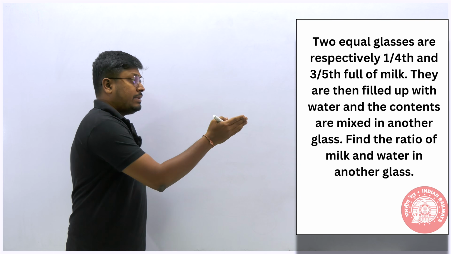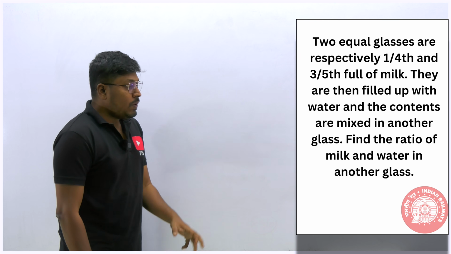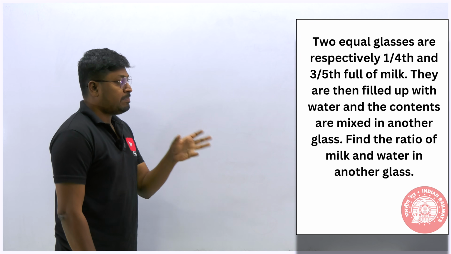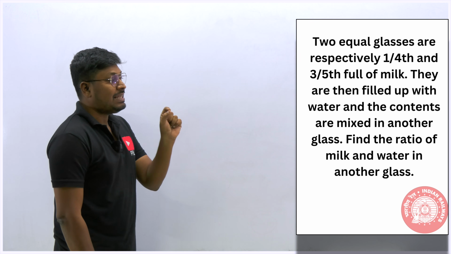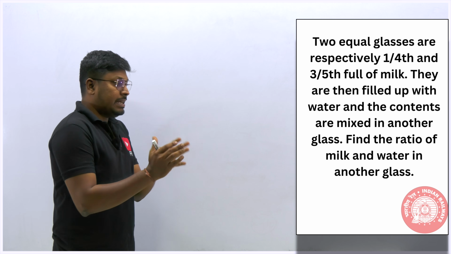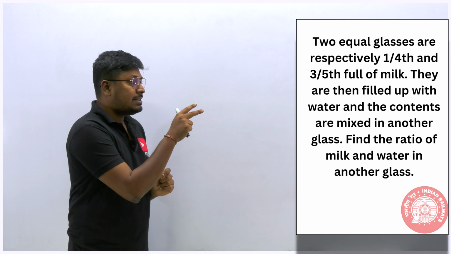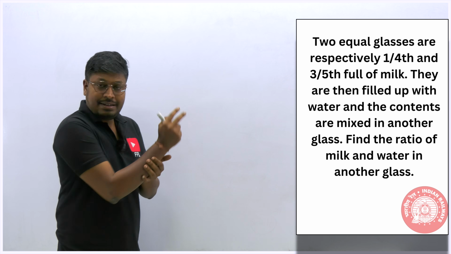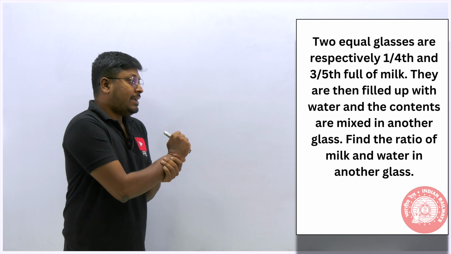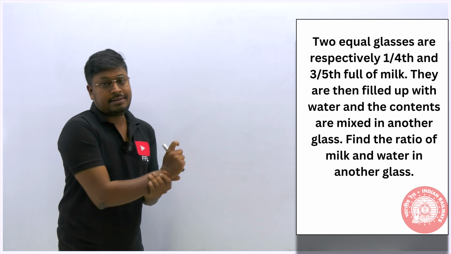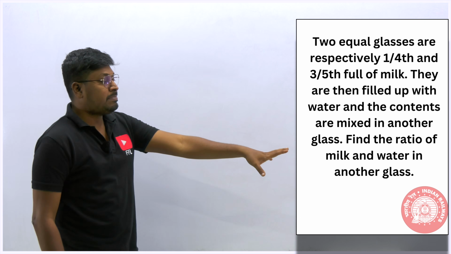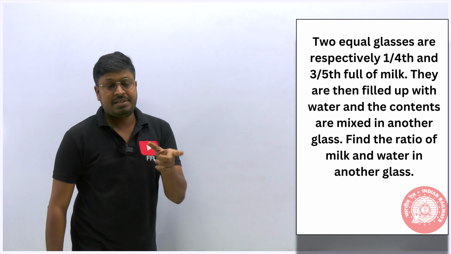DI. So next question. Two equal glasses are respectively 1/4 and 3/4 full of milk. They are filled up with water and the contents are mixed in another glass, right? Find the ratio of milk and water in the other glass. So this question is based on the alligation and mixture concept.